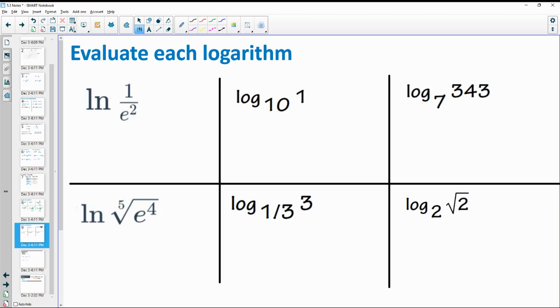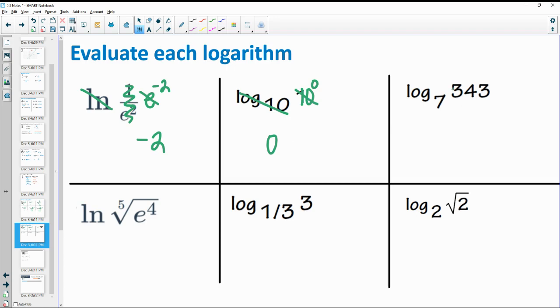Natural log of 1/e². So remember, this is a base e. So we're just rewriting this as e to the negative 2 so that we've got the base e. So ln and e cancel, and we get negative 2. Log base 10 of 1. So remember, that's always 0, and that's because 1 can be written as any base to the 0 power. So 10 to the 0 is 1, so we could rewrite it like that, and then the log base 10 and the 10 canceled to get back that 0.